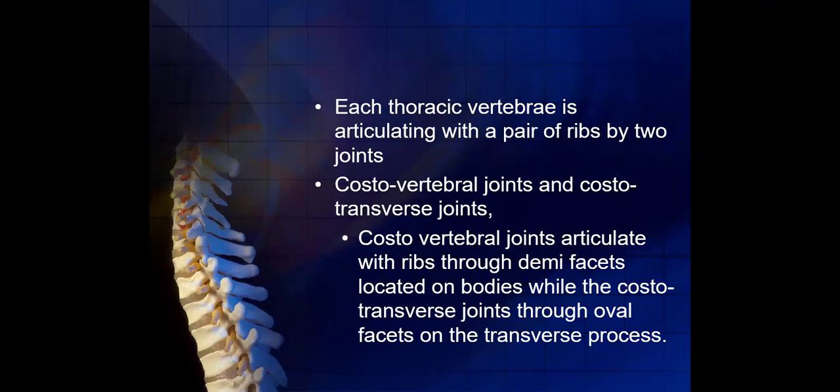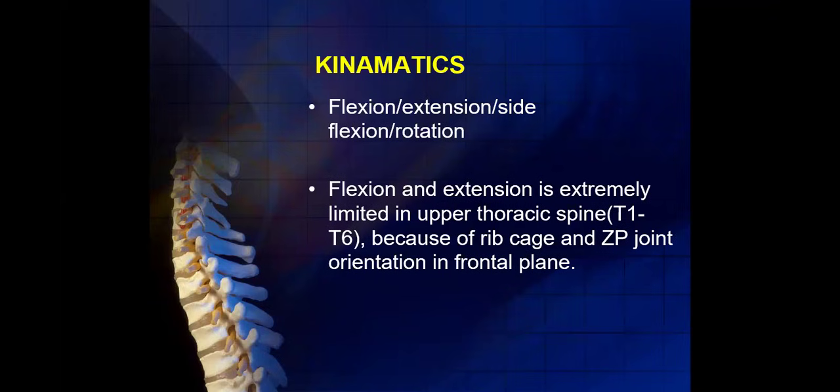Each thoracic vertebra articulates with a pair of ribs by two joints, the superior demifacet and the inferior demifacet. The costovertebral joints and costotransverse joints are the two joints which the rib makes with the transverse process and the body of the thoracic vertebra. Costovertebral joints articulate with the ribs through the demifacets located on the bodies, while the costotransverse joint articulates through a facet on the transverse process.